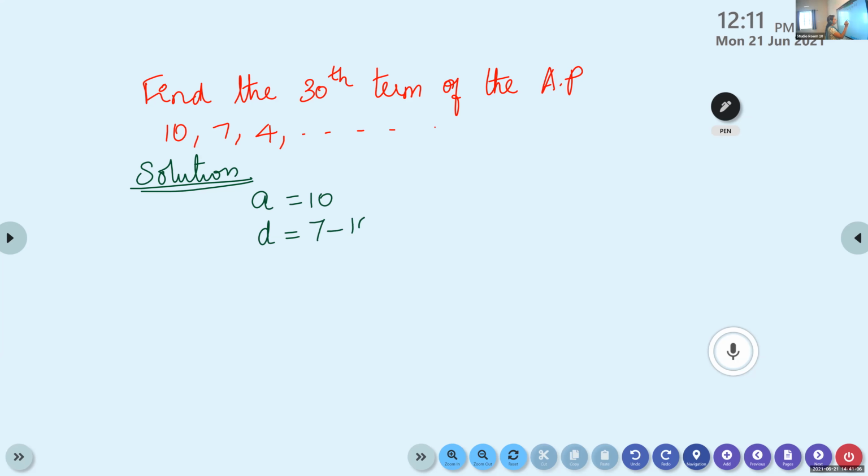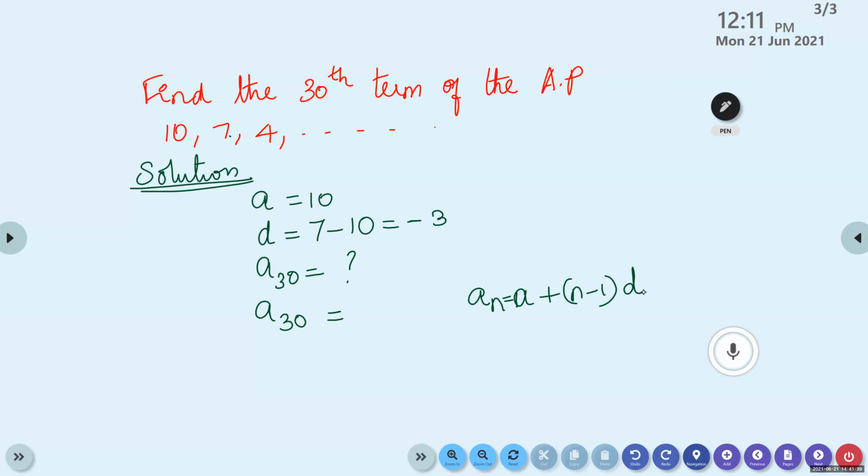It is 7 minus 10, second term minus first term. It is minus 3. What we have to find? We want to find the 30th term, A30 is equal to question mark. So what is the formula to find A30? What is AN? AN is A plus N minus 1 into D. So what will be A30?